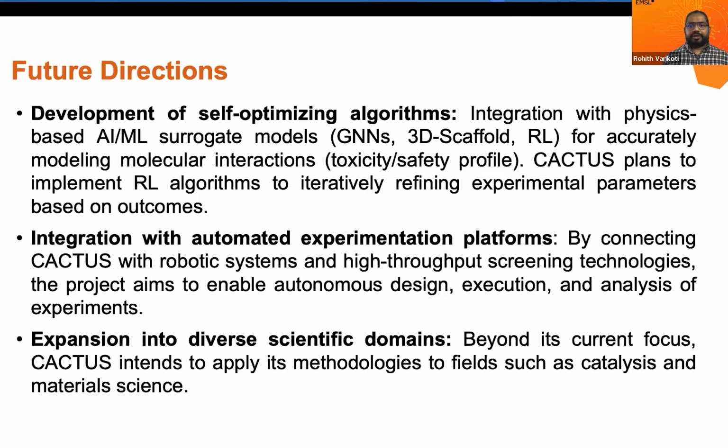The other major development we are working on is the integration of the CACTUS agent into an automated experimentation pipeline, so that we can enable autonomous design, execution, and analysis of experiments, as well as analysis of the output from various instruments. And the third one is the expansion into diverse scientific domains. As of now, we have focused on tools with respect to drug discovery, but we want to expand to various material sciences and bioinformatics tools, as well as catalysis, etc.